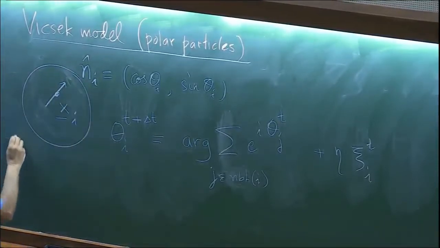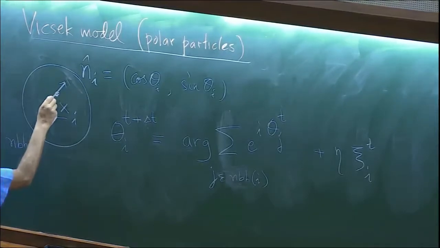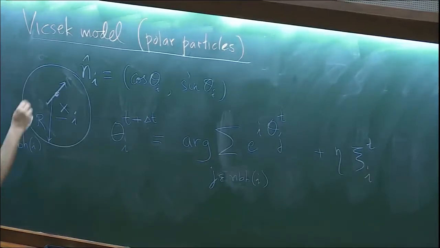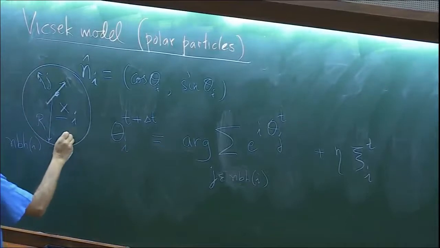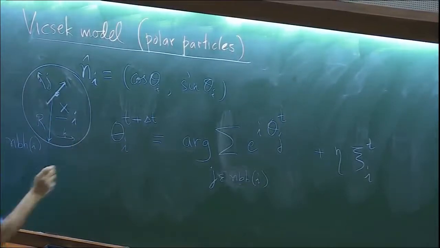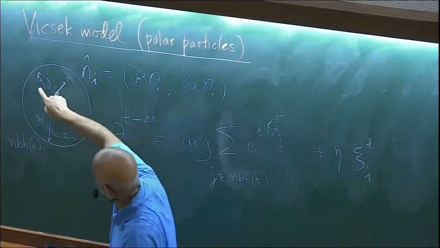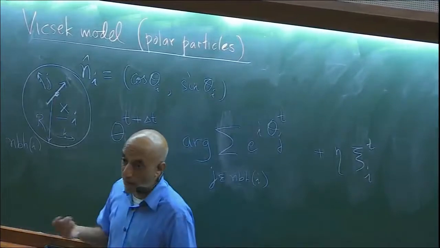I'll call that the neighborhood of I. And by neighborhood of I, I basically mean something with some radius, some name R, okay? And it will look at all other particles, particle number J, particle number K, and so forth. And so what I mean by this sum is all these guys in the neighborhood. This is a parameter of the model.